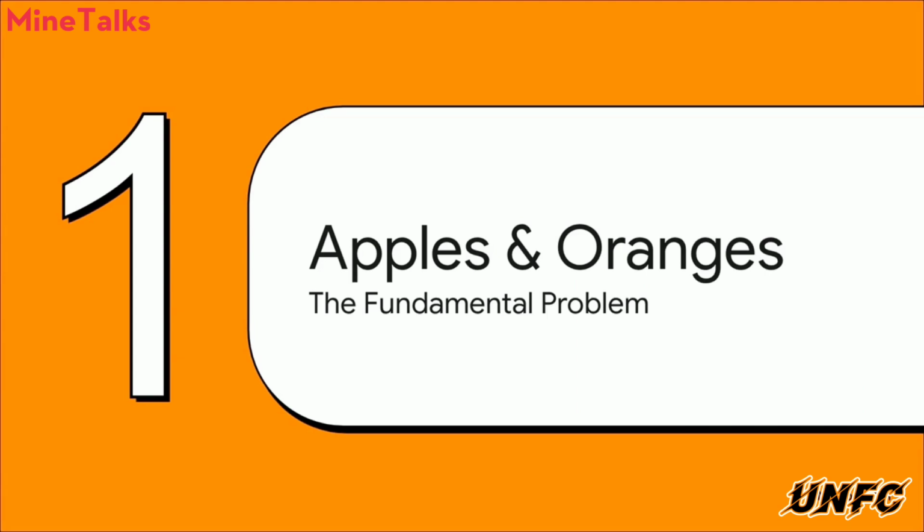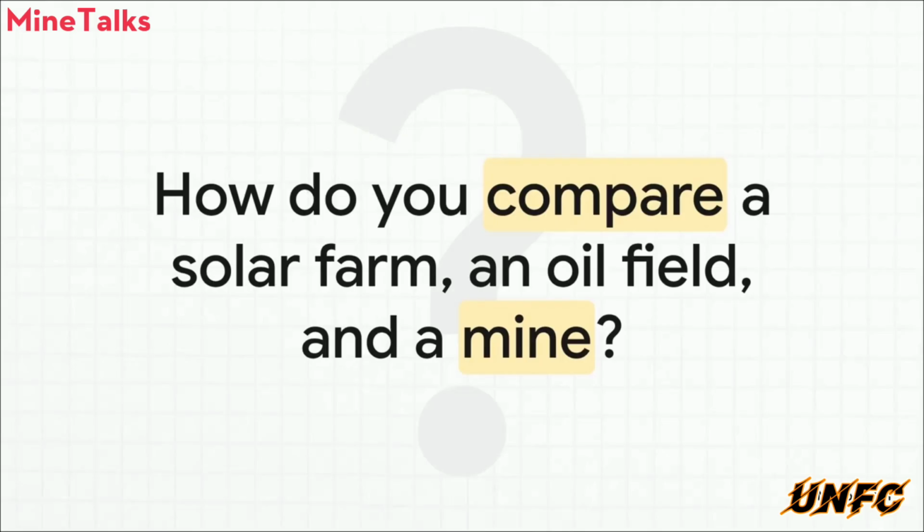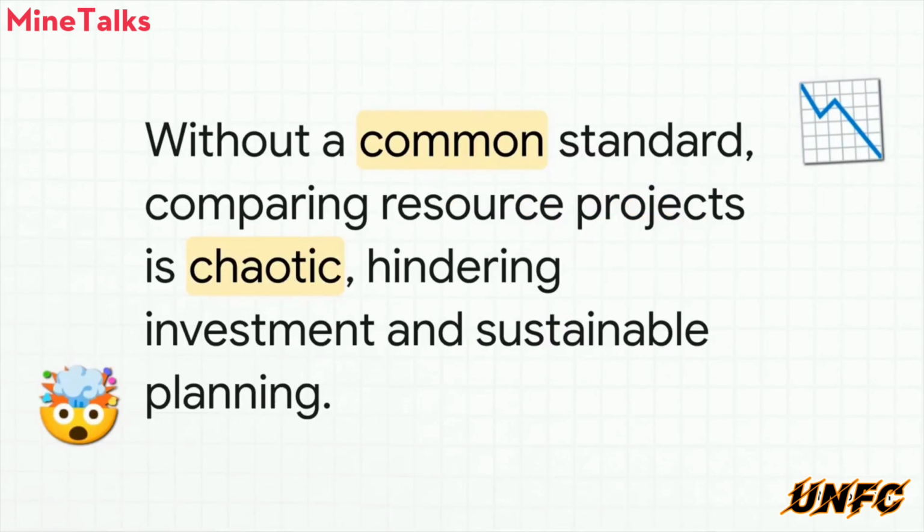Alright, so let's kick things off with a big problem. The very reason the UNFC had to be invented. No, really, think about that for a second. One is harnessing sunlight, another is pumping liquid from the earth, and the third is digging up solid rock. They use totally different tech, they have completely different economics, and their impact on the environment is worlds apart. So how is an investor, or a government for that matter, supposed to make a smart decision comparing those 3?